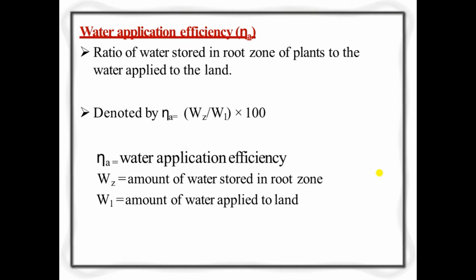Next is the water application efficiency. It is the ratio of water stored in the root zone of the plant to the water applied to the land. All the water we apply on the land is not useful for our plant, because a plant can only extract the water that can be held by the soil or is available in the root zone. The downstream water or gravitational water is not used for plant growth. It is generally denoted by Na equal to Wz upon Wl, where Wz is the amount of water stored in the root zone and Wl is the amount of water applied to the land.